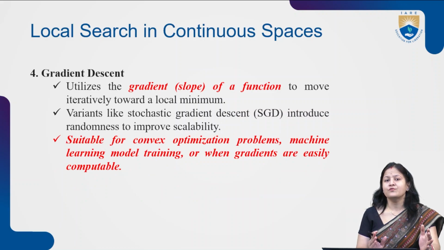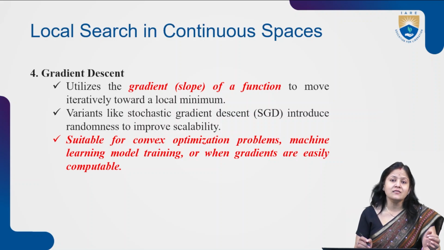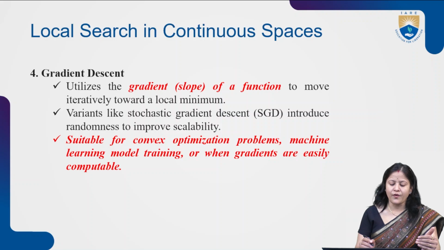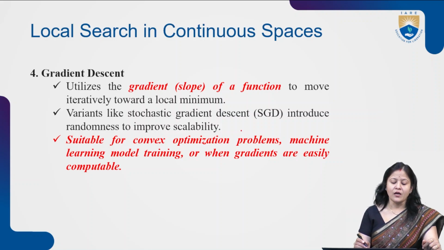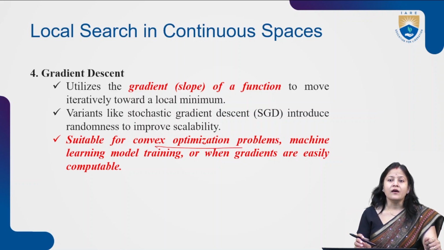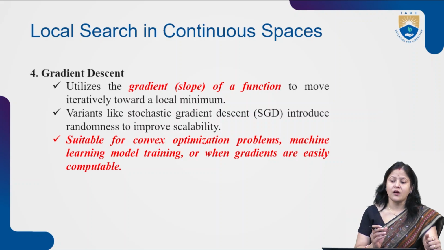This technique is normally used to find the optimal solution in continuous spaces or in local search. It utilizes the gradient or the slope of the function to move iteratively towards a local minimum. Variants like stochastic gradient descent introduce randomness to improve scalability. It is suitable for convex optimization problems, machine learning model training, or when gradients are easily computable. So the gradient descent method is used whenever the space is linear and the objective function is differentiable. These are the small tricks we need to remember for where we can apply the gradient method.